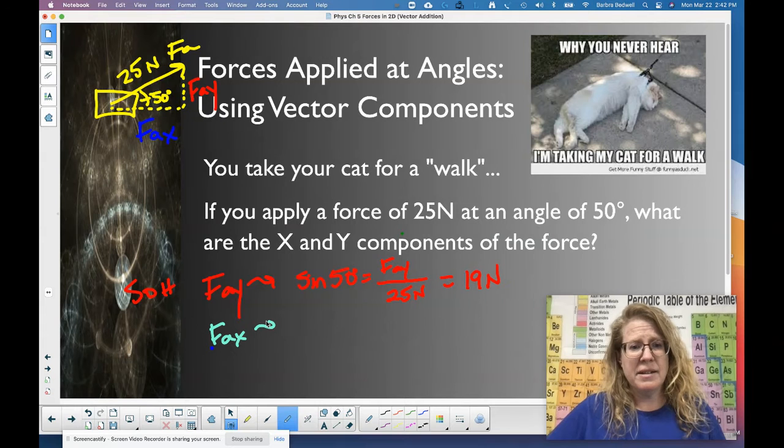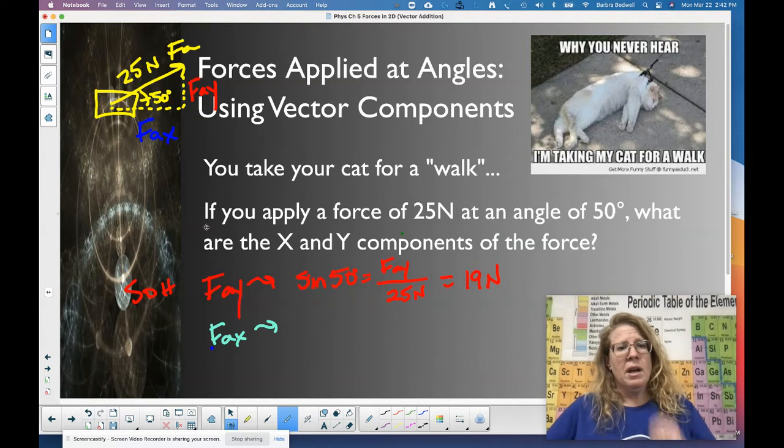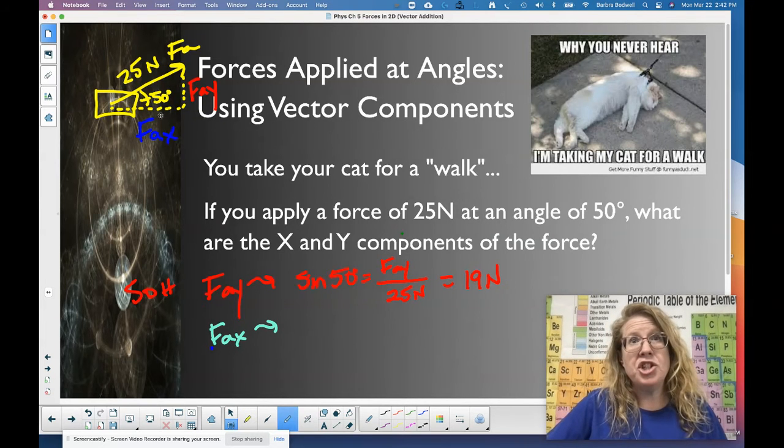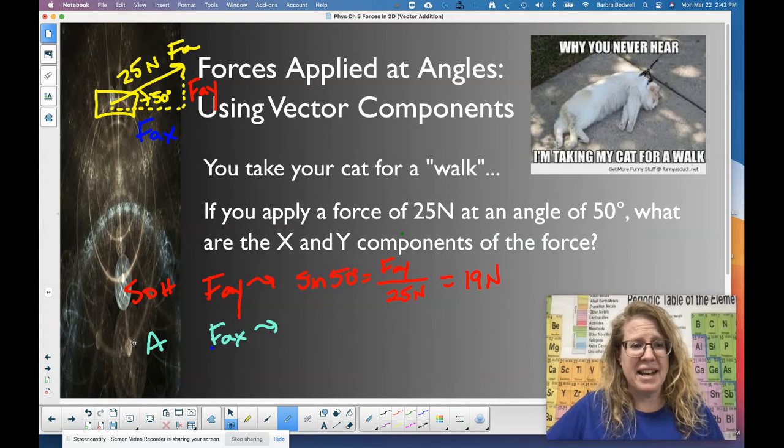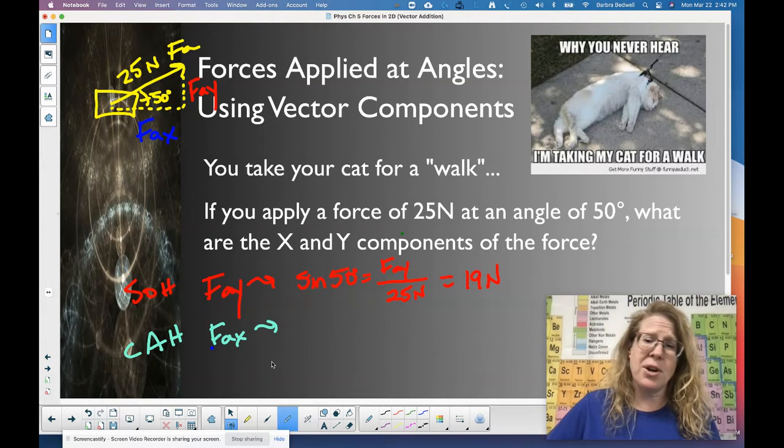Fax is adjacent to the angle. Because it's adjacent, we have to use one of these guys, right? It's the adjacent side, so this is cosine. If you use sine for one side, you're going to use cosine for the other side.